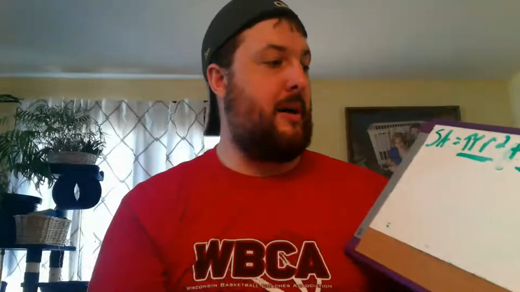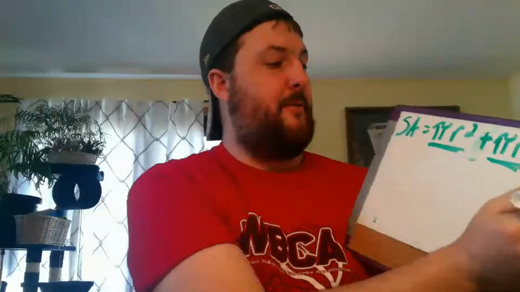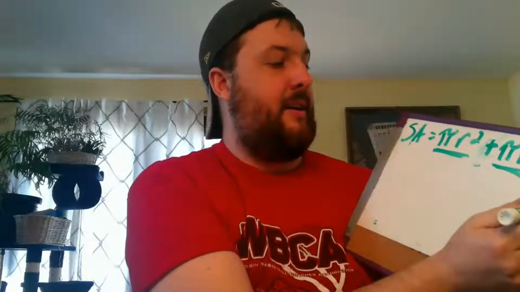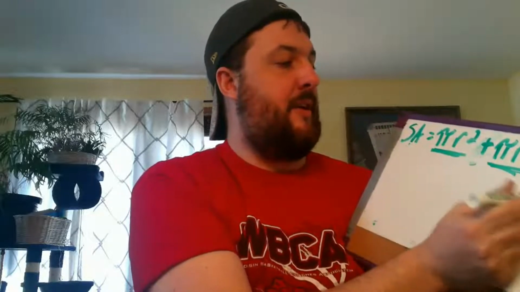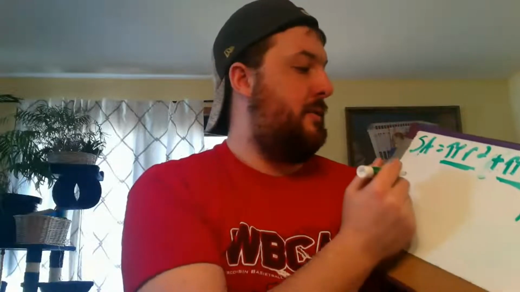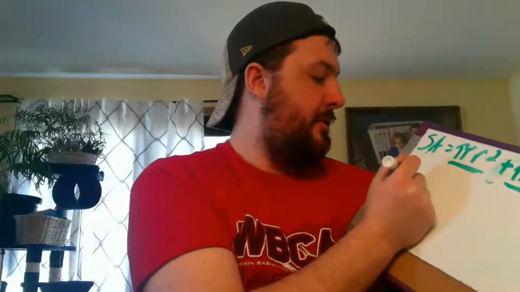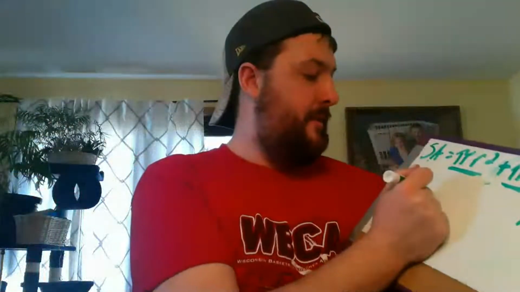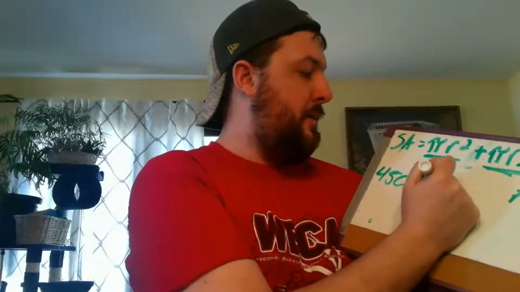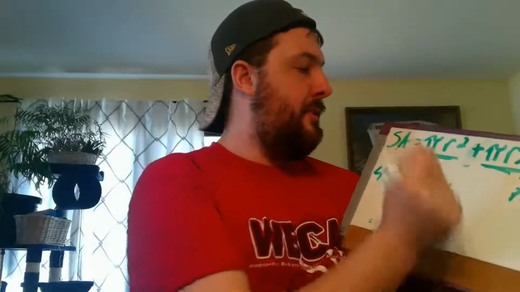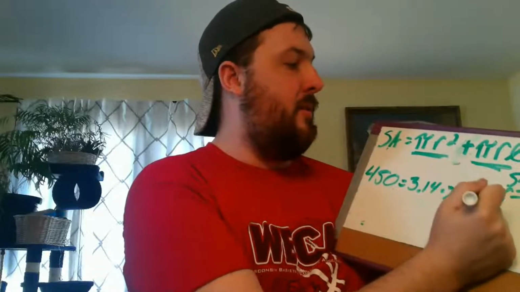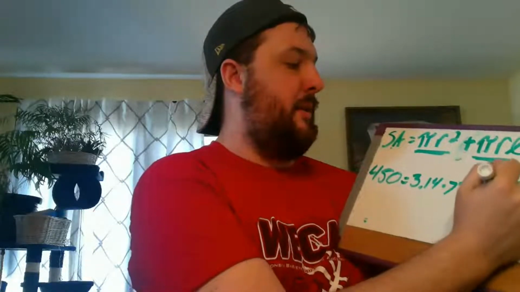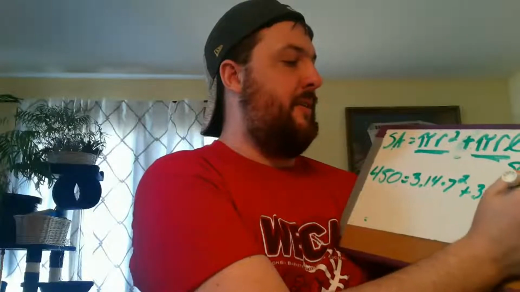You'll probably want to have your phone or some calculator out, because this will require some calculations. I'm going to put the 450 in for the surface area, replace the r with 7, and use 3.14 for pi. So I'll write that all out here: 450 equals 3.14 times 7 to the second power, plus 3.14 times 7 times L.